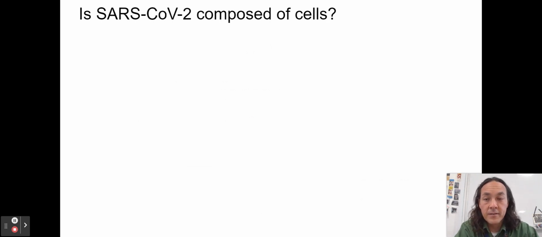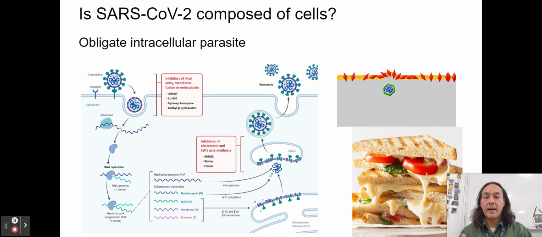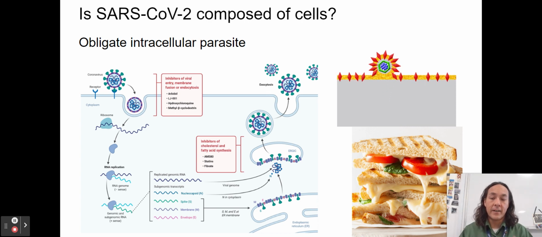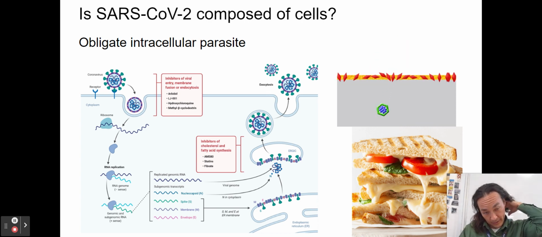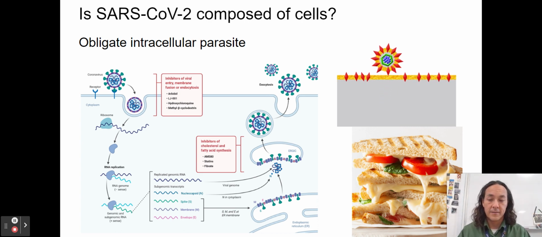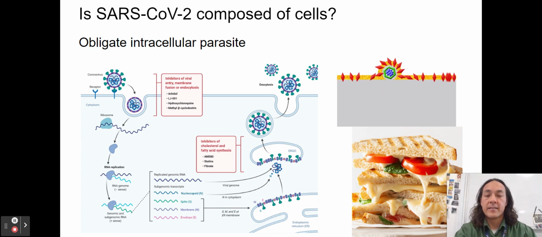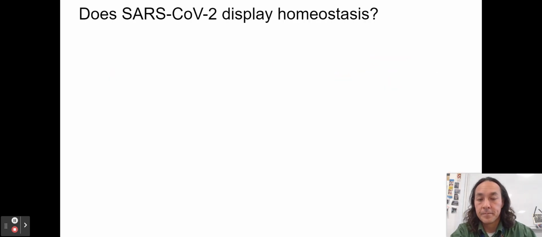Is it composed of cells? I would argue here, no. The coronavirus is what we call an obligate intracellular parasite. All viruses are. They have to use cells to reproduce, to make copies of themselves, and they need your building block materials. So it is not made of its own cell.